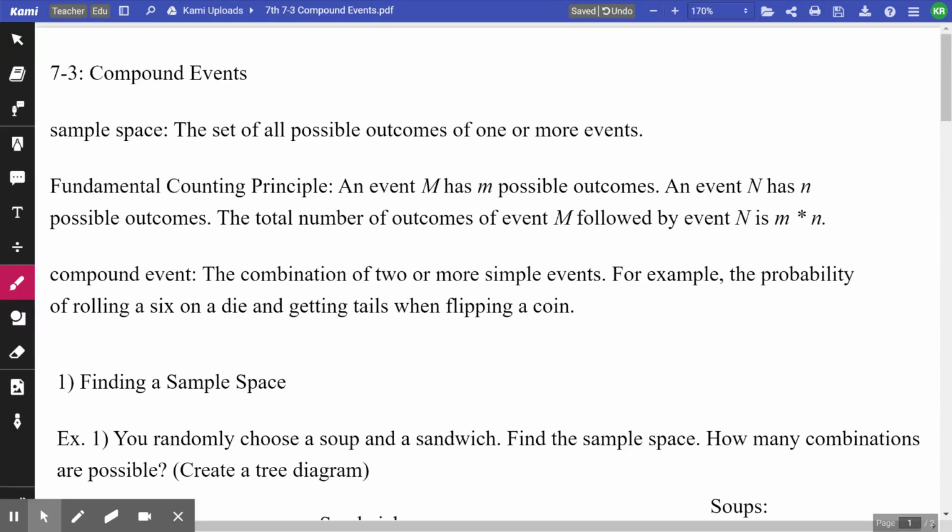So for 7-3, we have compound events. There are 3 vocabulary words. Go ahead and copy those down. Pause the video and then continue once you've copied down.